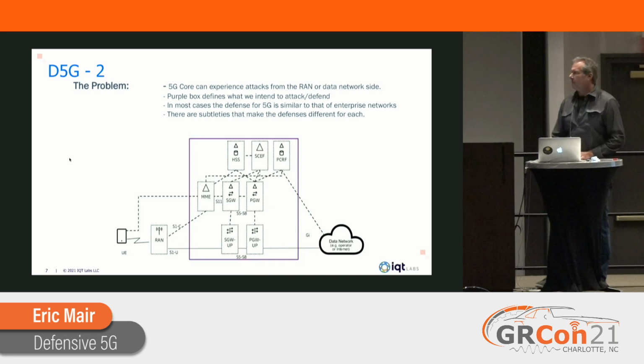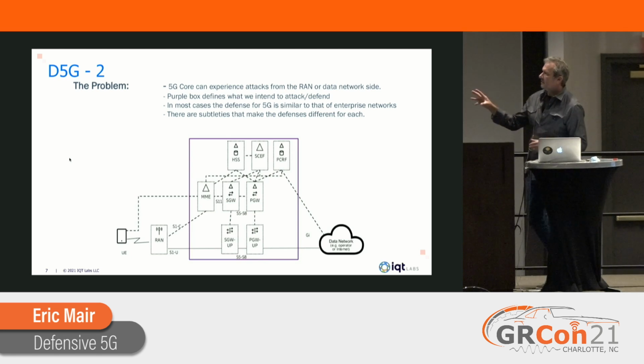So here's the problem. 5G core can experience attacks from both the RAN side or the data network side. So this purple box is defining what we're looking to essentially defend and also attack.